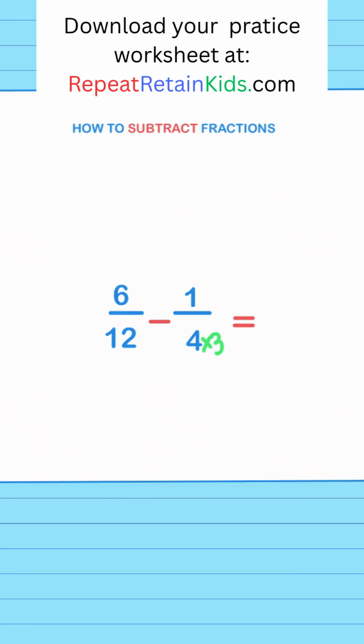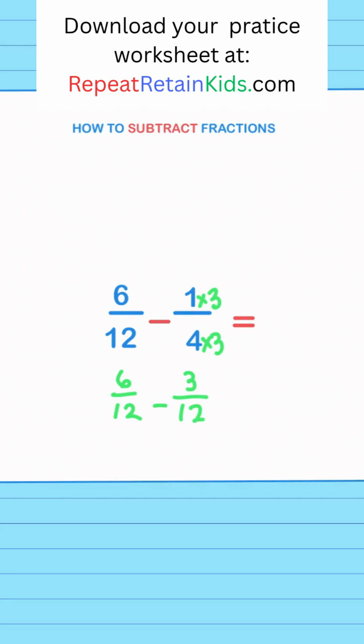And because we did it here at the denominator, we have to do it at the numerator of the same fraction again. So times by 3. So I'm going to go write down everything again over here so we can solve our problem. So we have our 6 over 12, which didn't change, our minus sign, and then this is 1 times 3, that's going to be a 3 for the numerator, and this is 4 times 3, which is going to be 12 for the denominator.